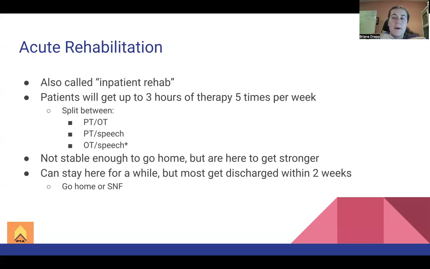So acute rehab, I'm probably saying a lot, and it's probably more than what's in your Score Builders book, but I just want you to understand what it is in case you apply for a job in this setting, so you know what's going on. But this patient's going to need at least 2 therapies.